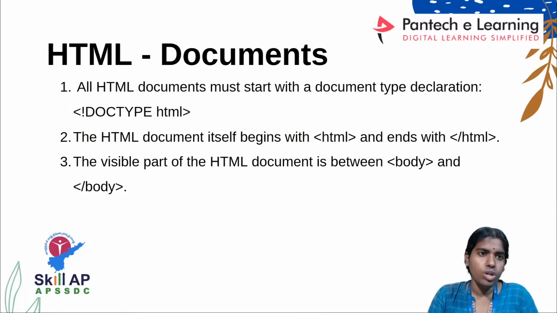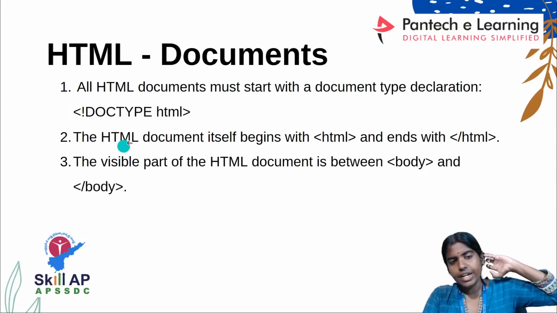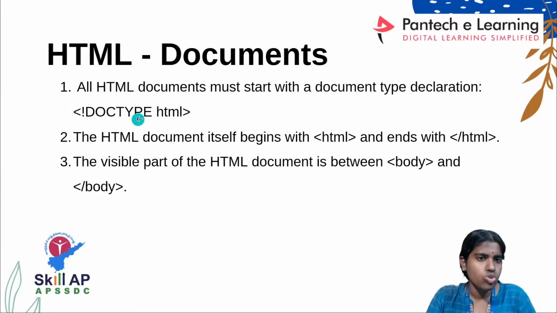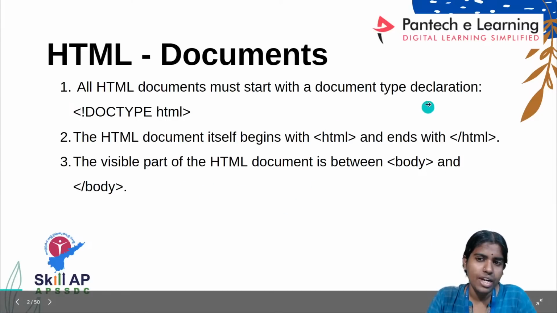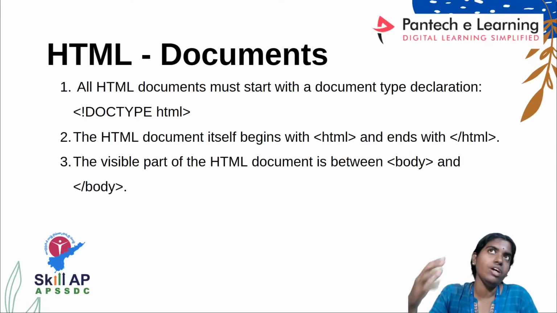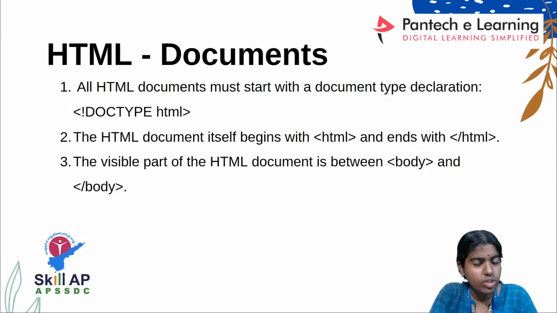Whenever I want to write any HTML coding, it should start with the document type declaration. It should start with !DOCTYPE html, prepended by a single exclamation mark. So it begins with <html> and it ends with </html>. Clear with this?